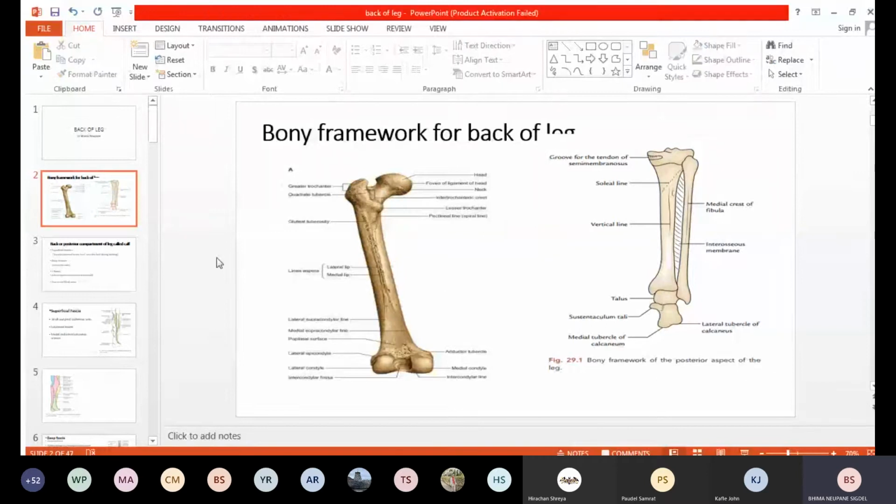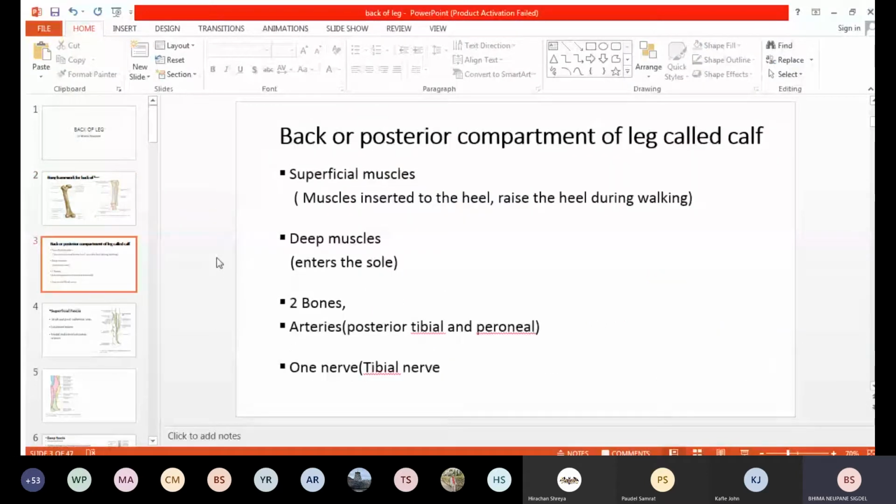Now that is the back, or the posterior compartment, of the leg, which is also known as the calf region. In this part, we'll study the superficial muscles, the deep muscles, and the structures present in the posterior compartment of the leg. First we'll study the muscles, normally divided into three groups: the superficial group, the intermediate group, and the deep group.